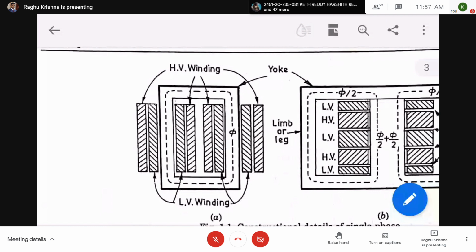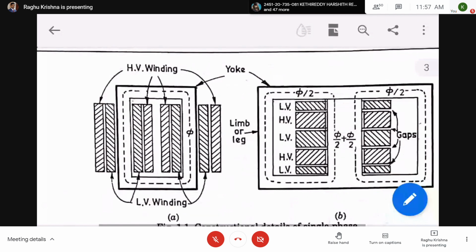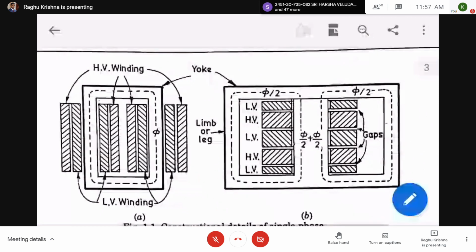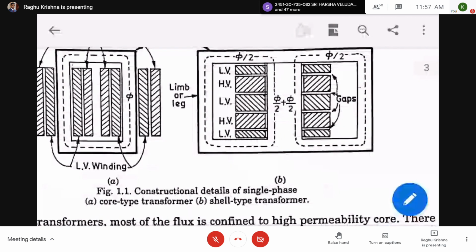Next, coming to the shell type, that is figure B. Figure B, shell type, right side you can see here.